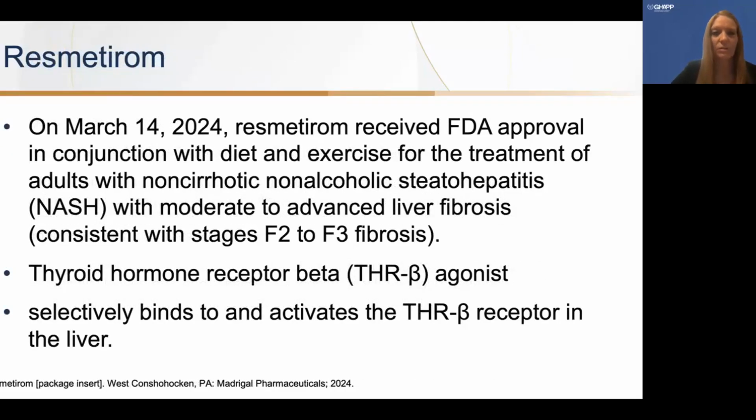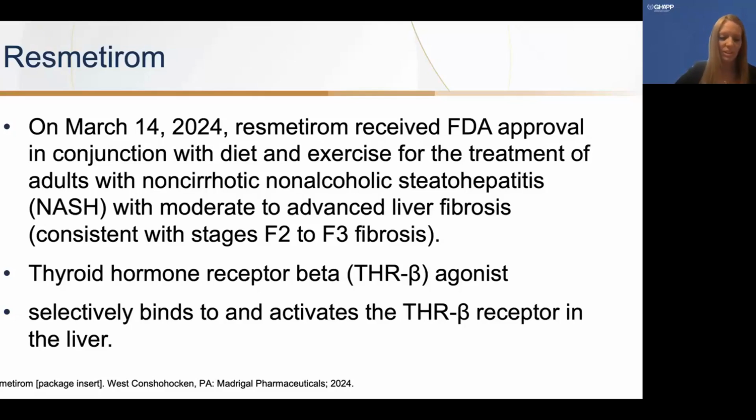And lastly, we have Resmetirom. This is our newest medication, recently approved in March of 2024. It was approved by the FDA in conjunction with diet and exercise for the treatment of adults with non-cirrhotic, non-alcoholic steatohepatitis with moderate to advanced liver fibrosis. So these are patients with F2 to F3 fibrosis.